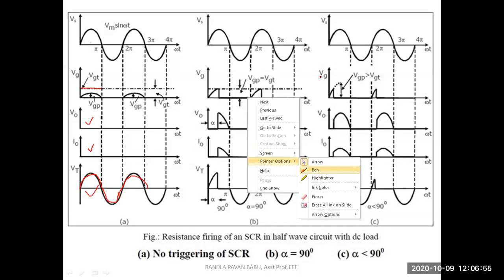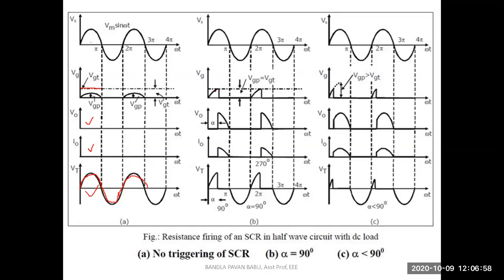Suppose I have made the gate peak voltage equal to VGT. When the voltage is sufficient, the SCR will conduct. Because of this delay, as I mentioned, we apply the gate current, and some saturation is required for the SCR. That means some transition time will be there. So this is the delay here. This is the off state, and this stage is the on state.